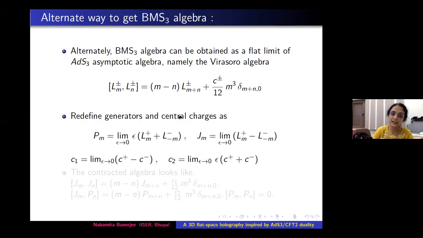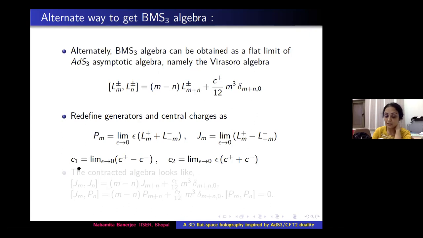And then redefine generators and central charges as follows. You define the P_m generators from the L_m's by this relation: you take a sum of L plus m and L minus of minus m, and then multiply it with a parameter epsilon and take the limit epsilon goes to zero. You demand that in this limit, P_m is finite. Similarly, J_m is also finite. You notice that in the definition of J_m, I have not multiplied it by any epsilon.